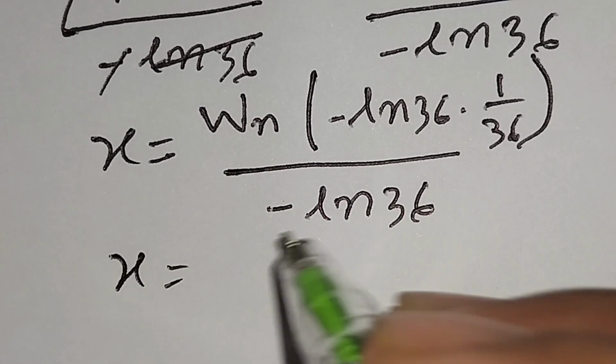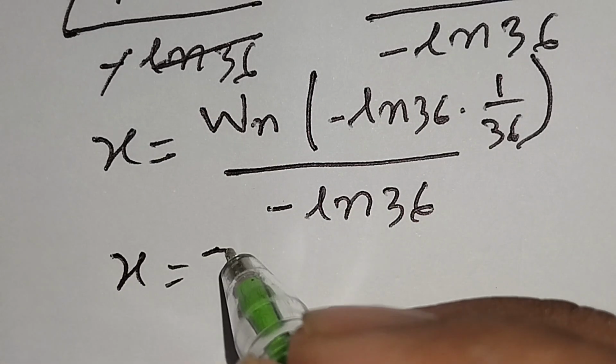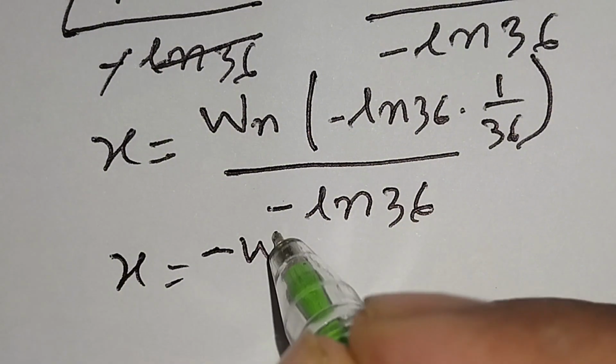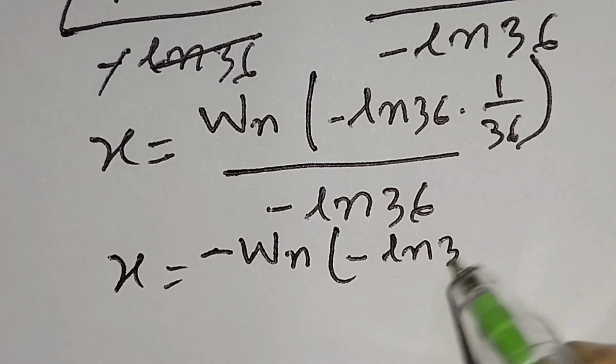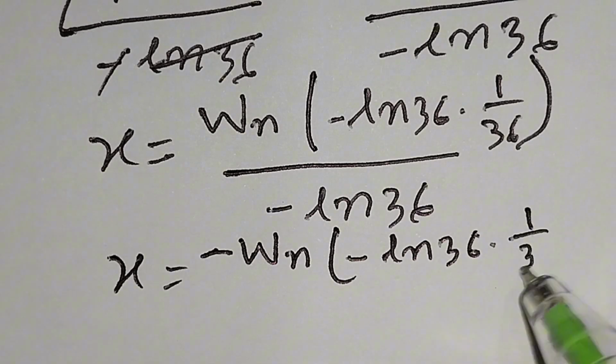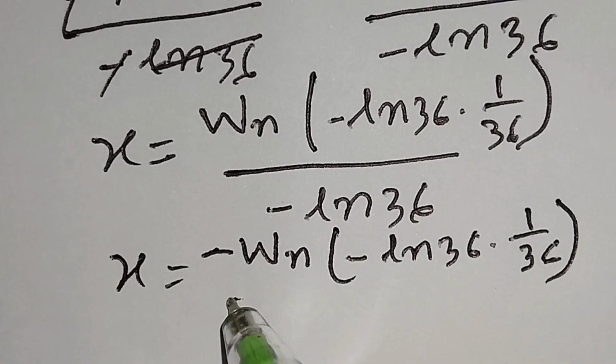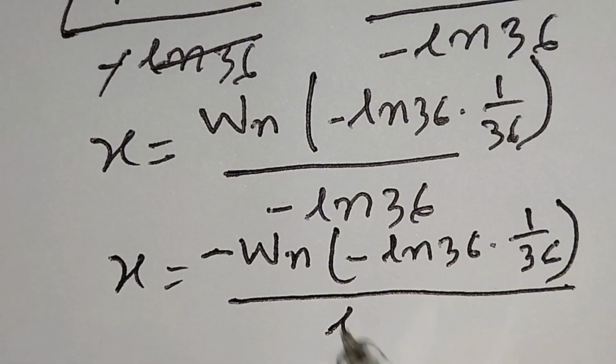x is equal to negative W_n of minus ln 36 times 1 over 36, over this ln 36.